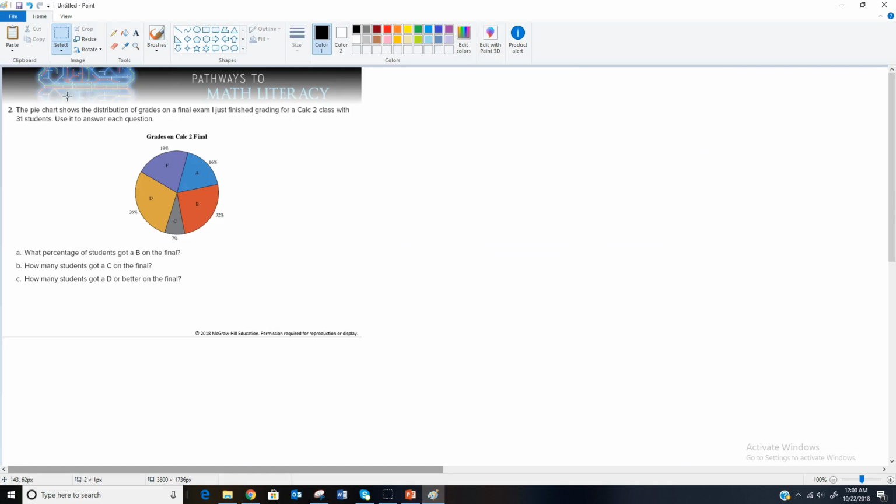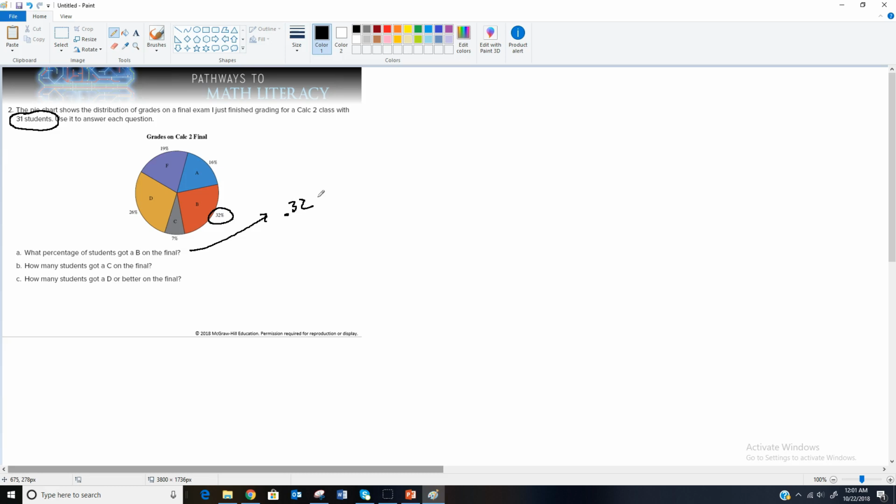So our next question says we have a pie chart here, and the pie chart shows the distribution of grades on a final exam. I just finished grading for Calc 2 class with 31 students. Okay. Completely made up. Use it to answer each question. What percentage of students got a B on the final? Well, it's important that we know that there's 31 students because we can't find a percentage of something if we don't know what that something is. So we know we have 31 students, and out of those 31 students, we know that 32% got a B. So we want to know what 32% of 31 is.